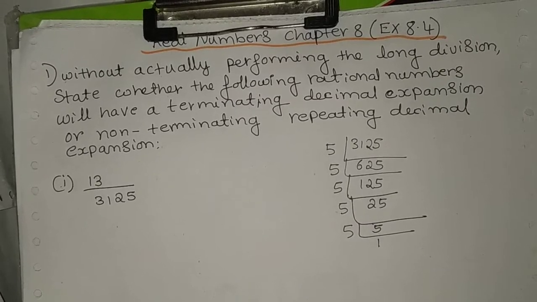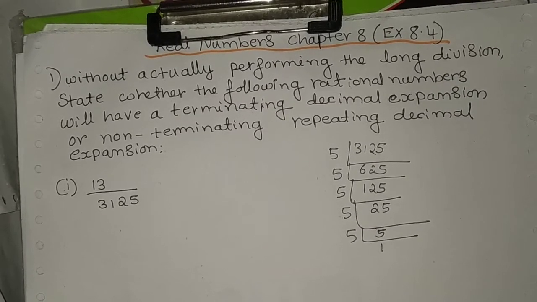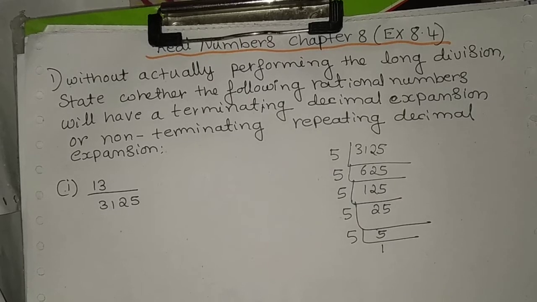Welcome back, students. In this class we continue the chapter Real Numbers, chapter 8, exercise 8.4. So what is the question? We'll find out. First question is: without actually performing the long division, state whether the following rational numbers will have a terminating decimal expansion or a non-terminating repeating decimal expansion.